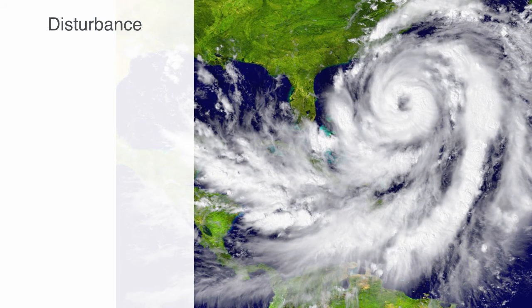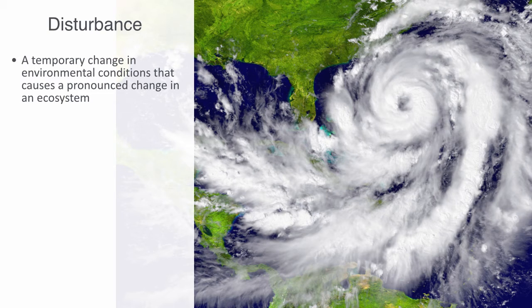Disturbance. In ecology, a disturbance is a temporary change in environmental conditions that causes a pronounced change in an ecosystem. Disturbances often act quickly and with great effect, sometimes resulting in the removal of large amounts of biomass. Major ecological disturbances may include fires, flooding, wind storms, insect outbreaks, earthquakes, tsunami, or the effects of human impact on the environment, such as clear felling forests.